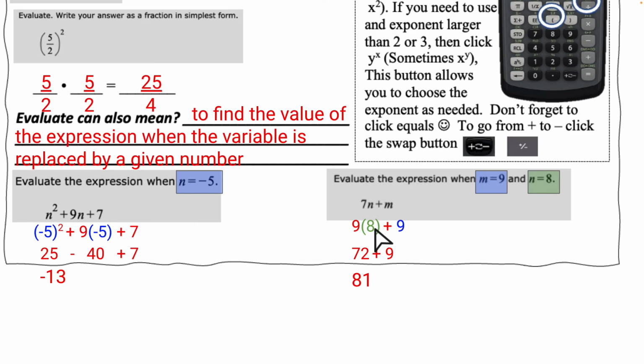And then we're going to go through and do our multiplication. There is no true parentheses as far as grouping. There's just grouping the one number. There's no exponents, but there is multiplication. So we have 7 times 8, we get 56, plus 9, and 56 plus 9, we get 65. So we've evaluated that expression as well.